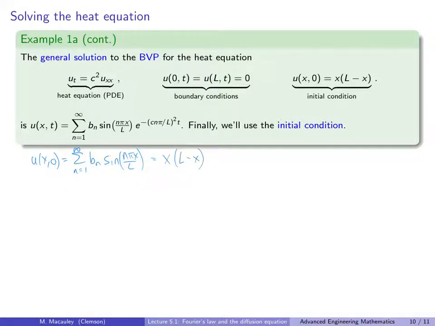And we have to set that equal to our initial condition, which is equal to x times L minus x. Now, this is a sum of sine waves, and this is a polynomial function. Remember, what this looks like is something like that. So those aren't equal. But we don't need them to be equal everywhere. We only need them to be equal on 0 to L. So how do we do that? How do we set a function equal to a Fourier sine series? Well, I just said it.